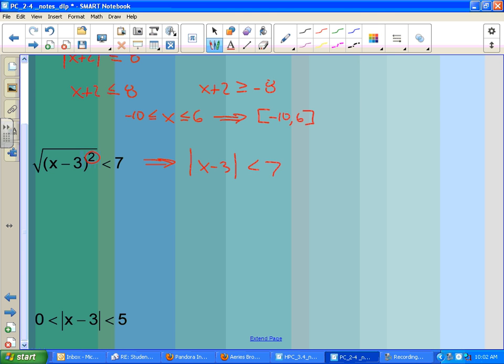It has to be less than 7. It could also be a negative 7, because if I took a negative 7 and squared it, I'd still get a positive value that I can take the square root of. So that is why absolute values are what we would use or consider when we have situations like this.